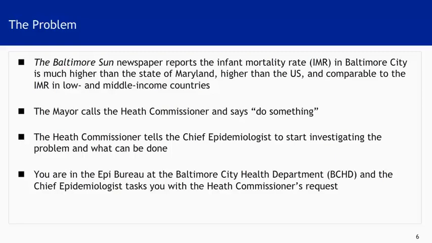The Baltimore Sun, which is the main Baltimore City newspaper, reports that the infant mortality rate in Baltimore City is higher than the state in which it resides, which is Maryland, as well as higher than the national infant mortality rate for the U.S. They also print some similar estimates of infant mortality rates in low and middle income countries. This report is incredibly effective. The mayor of Baltimore City sees the report and calls the Baltimore City Health Commissioner. Her directive is simple: do something about this high infant mortality rate.